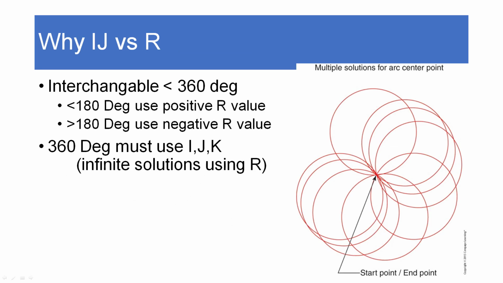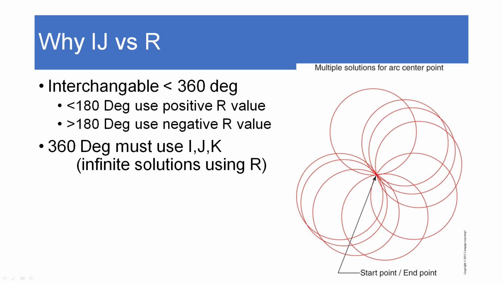And here's the real answer why we use IJK sometimes instead of R. You can interchange R and IJK as long as you're arcing less than 360 degrees. It doesn't matter. It is useful to use the R sometimes because the math is a little easier. But I will tell you that the IJK method always has more control over the arc. You won't get weird, unexpected results if you use the IJK method.